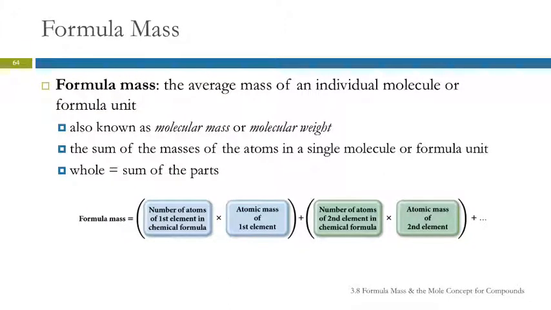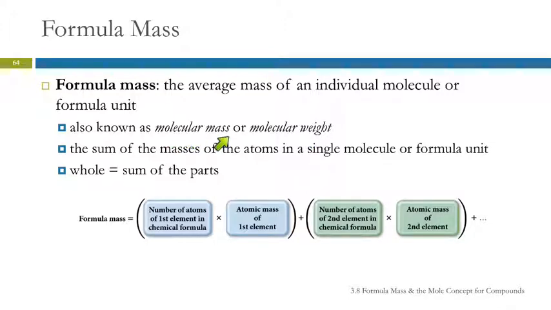So formula mass. We talked about atomic mass when we learned how to calculate the average atomic mass of an element based on the percent abundance and the masses of each individual isotope. We can also look at the mass of an individual molecule. This is going to use the average mass of the elements, and we're going to call this a formula mass. It's the mass of an individual molecule or formula unit. It's also sometimes called the molecular mass or the molecular weight.